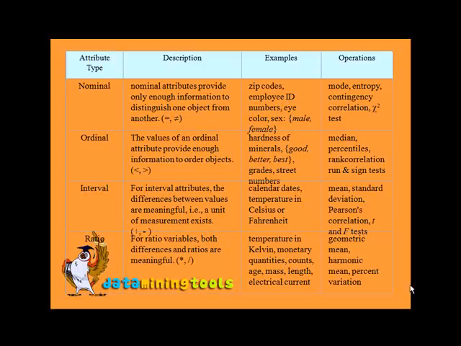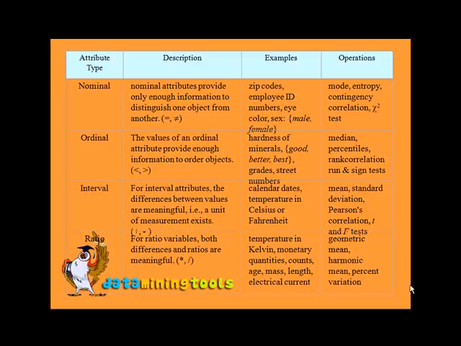Let's see what is an interval attribute. For interval attributes, the differences between the values are meaningful. That is, a unit of measurement exists. Examples are temperature in Celsius and Fahrenheit or calendar dates. The operations performed are mean, standard deviation, Pearson's correlation, T and F tests.